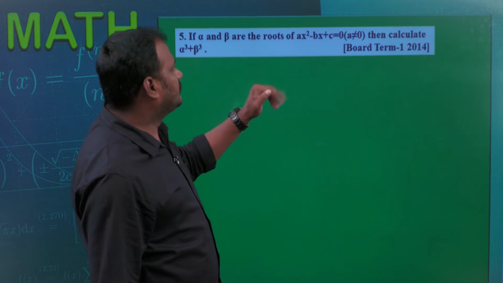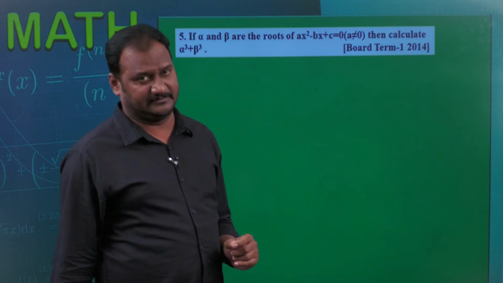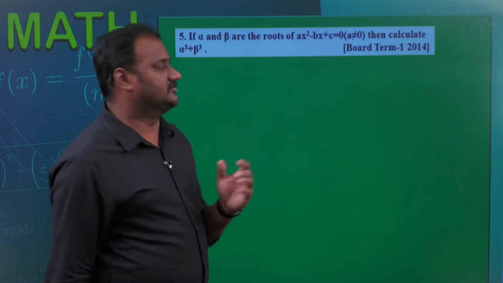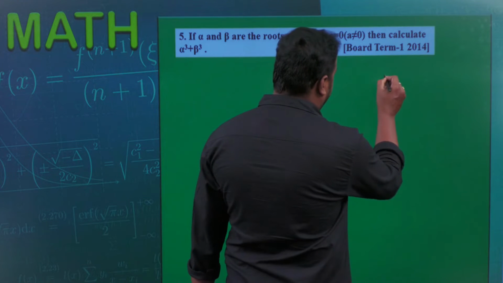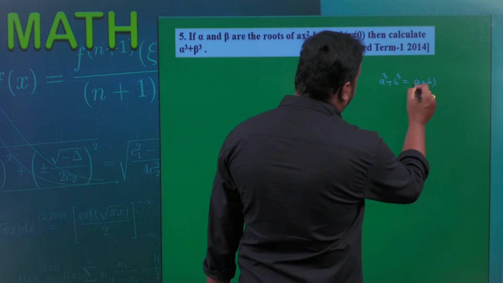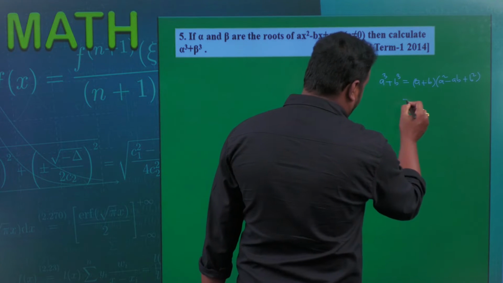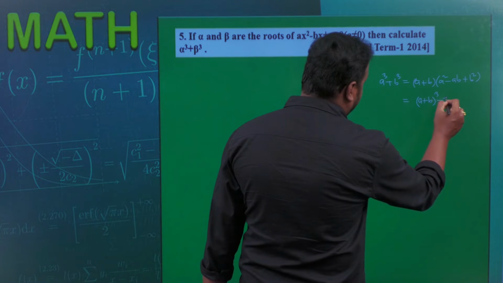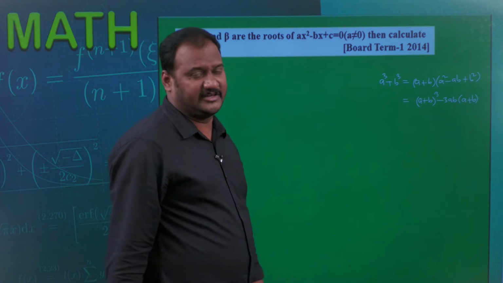If alpha and beta are the roots of ax square plus bx plus c is equal to 0, then calculate alpha cube plus beta cube. Have you remembered the formula for a cube plus b cube? If you remembered a cube plus b cube, then you can easily figure out alpha cube plus beta cube. I would write here the formula for a cube plus b cube. So a cube plus b cube is going to be a plus b times a square minus ab plus b square. And another formula is a plus b whole cube minus 3ab times a plus b. Right? This is another formula for a cube plus b cube.